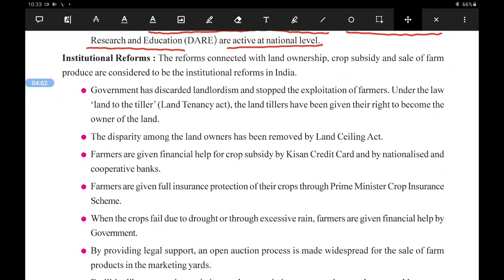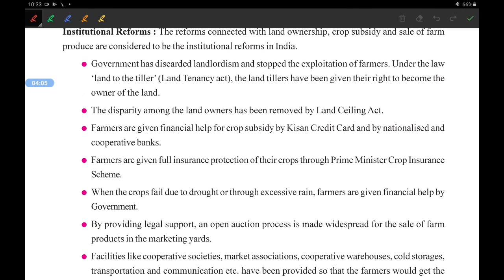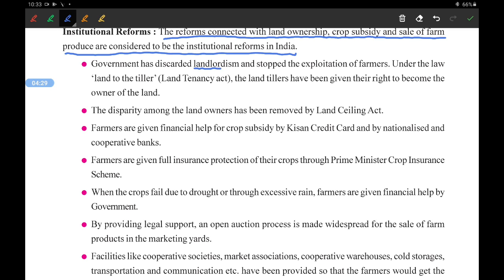Now we are going to study the institutional reforms that are made. What is the definition of institutional reforms? The reforms connected with land ownership, crop subsidy and sale of farm products are considered institutional. Here, the reforms or changes that are made related to land ownership, crop subsidy and sale of farm products, right? The government has discarded landlordism, or the zamindari system, and stopped the exploitation of the farmer.